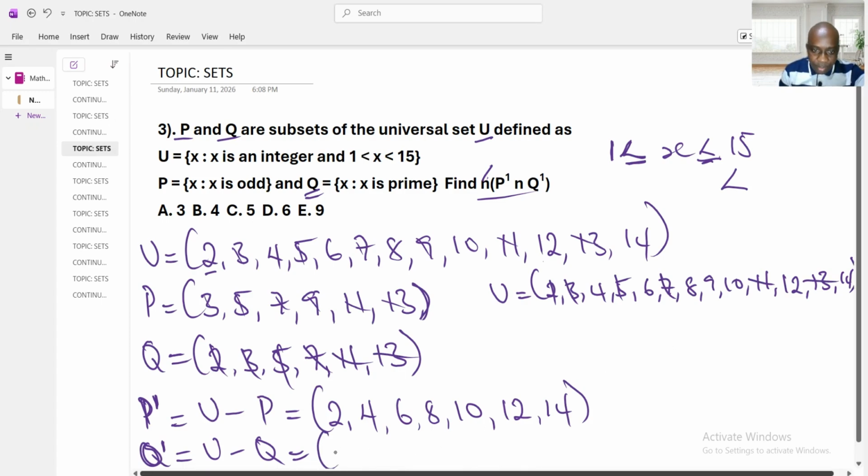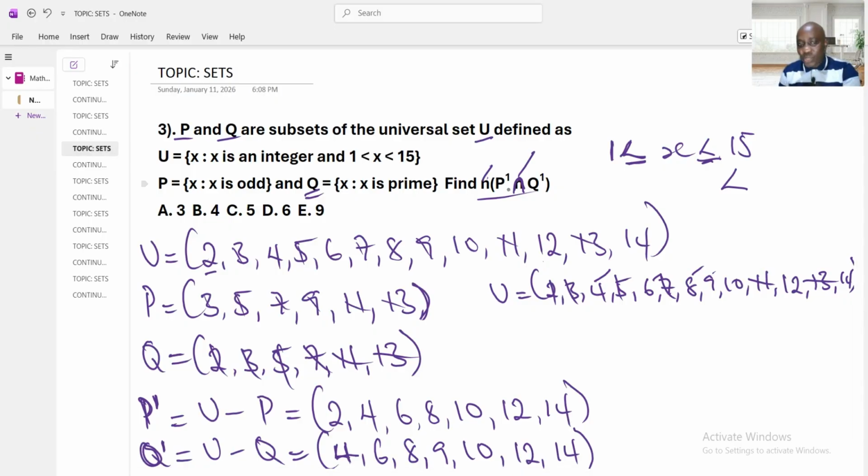What do we have left? We have 4, 6, 8, 9, 10, 12, and 14. Now let's look for their intersection. Intersection means n common. It is the same thing as common or intersection, where set P intersects with set Q.